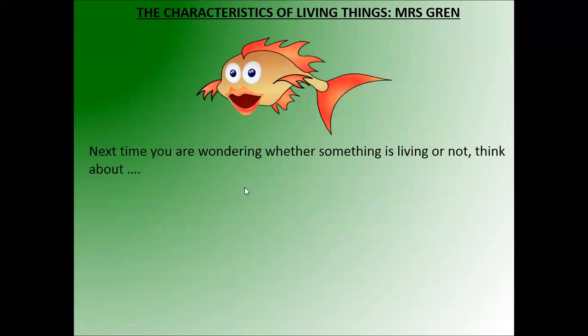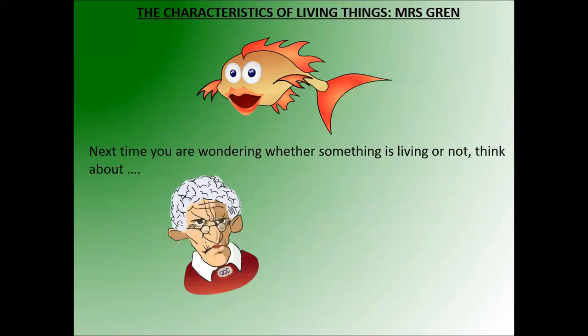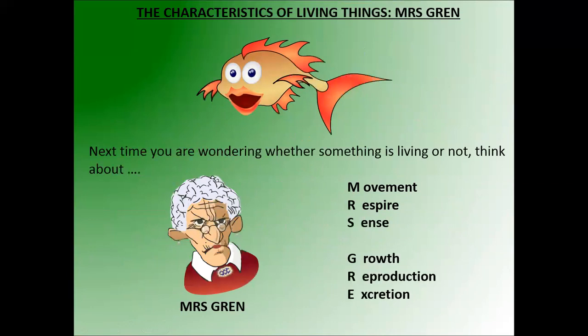So the next time you're wondering if something is living or not, think about MRS GREN. MRS GREN means movement, respiration, sensitivity, growth, reproduction, excretion, and nutrition. If you find all these things or any of these things in an organism, then the organism is a living thing. But if you don't find any of these in an organism, then it is not a living thing.